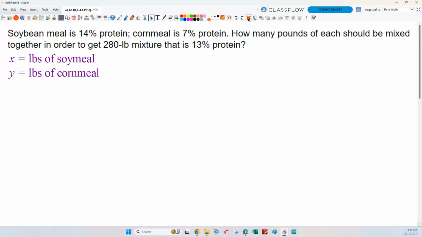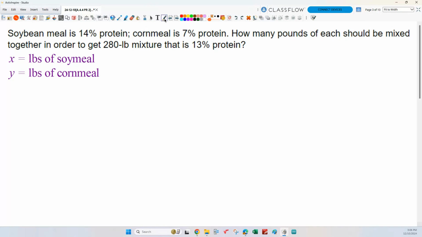Does that make sense? And you got to get those units in there so you know what you're talking about, because otherwise if you just said soy meal, that's not specific enough, right? We have to know that it's actually the number of pounds is what we're looking for, X and Y. So how many equations do we need? Two, because I have two variables.